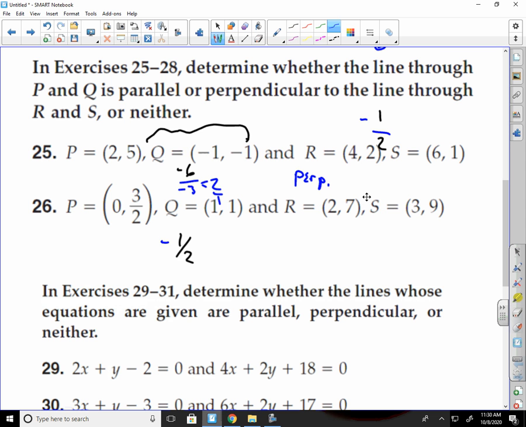This one, 9 minus 7 is 2. 3 minus 2 is 1. These are opposite reciprocals again. So it's also perpendicular.